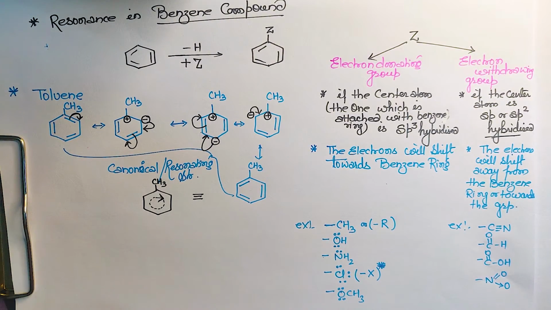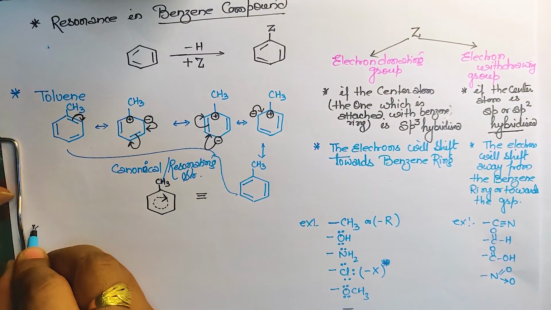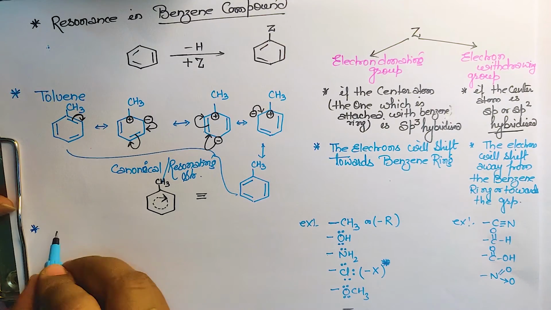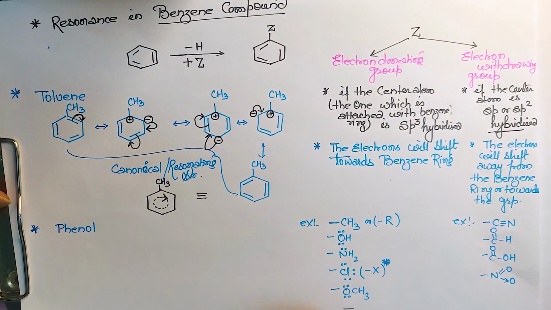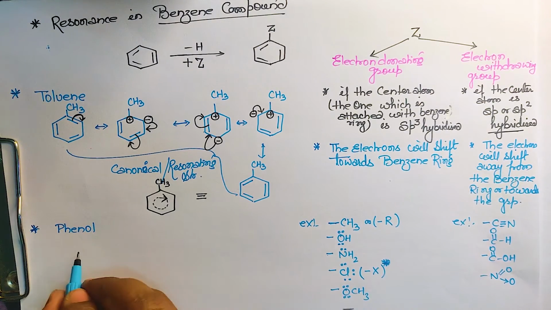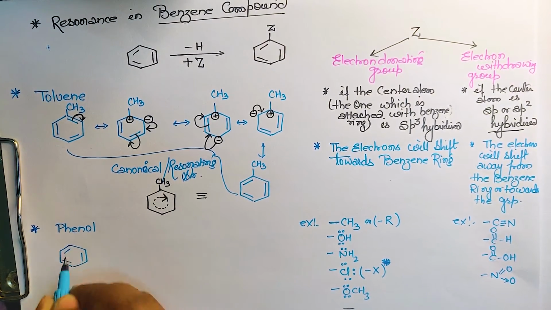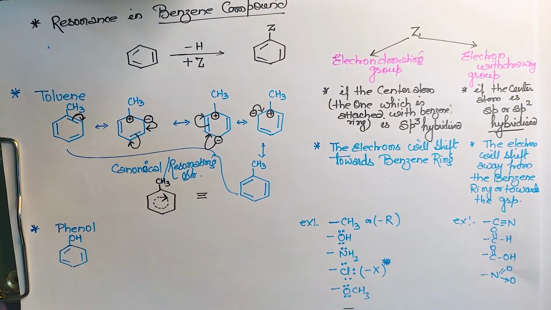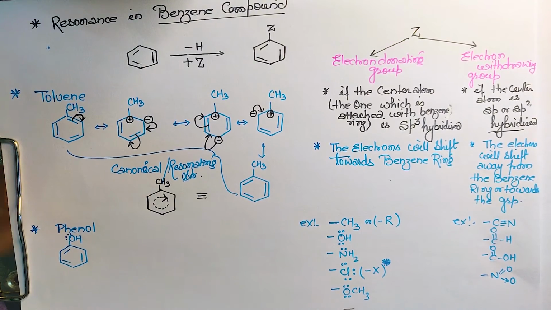Okay. So now let's take another example. One more example I'm going to take, and that is, suppose that I'm taking phenol. Okay, this is phenol. So phenol is a benzene ring having an OH group on it. Got it? OH group. And we know that it will have the lone pair over here. Clear? This is called phenol.